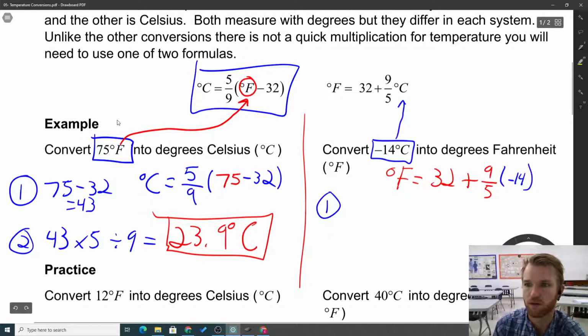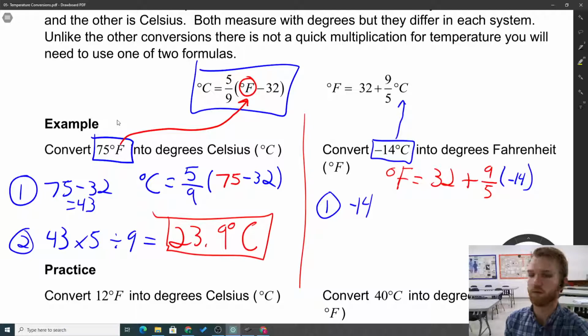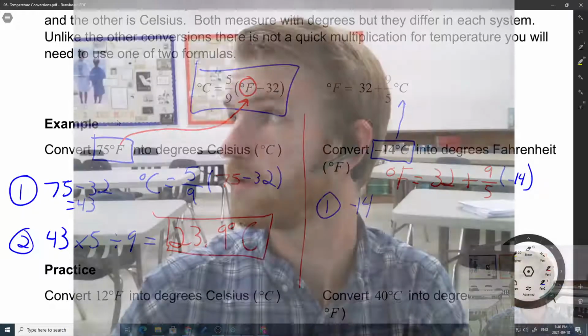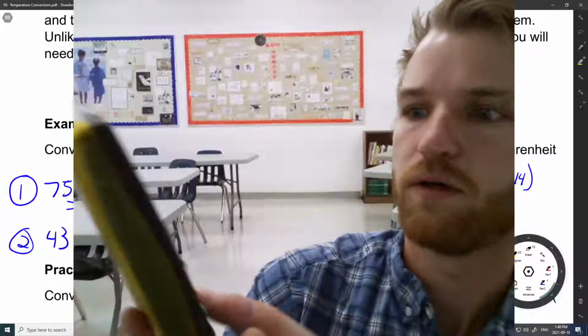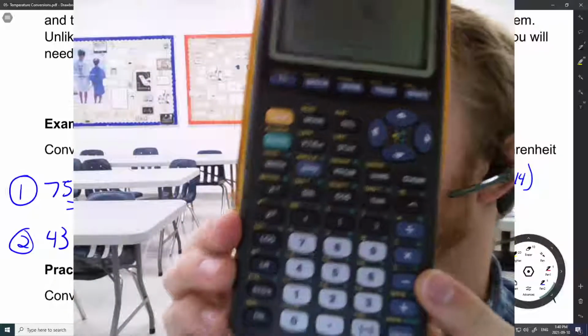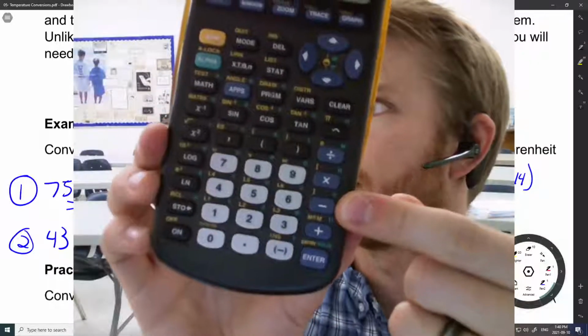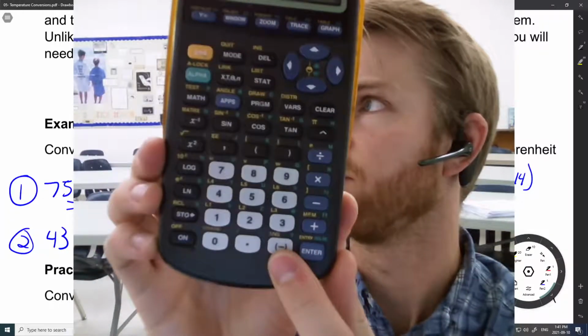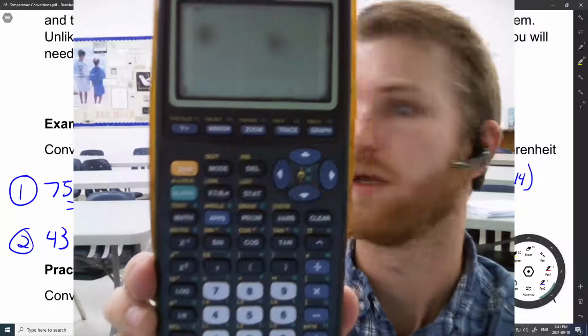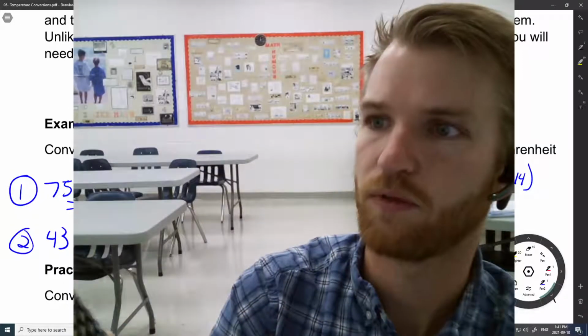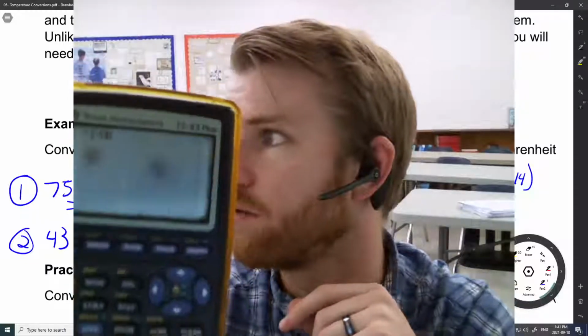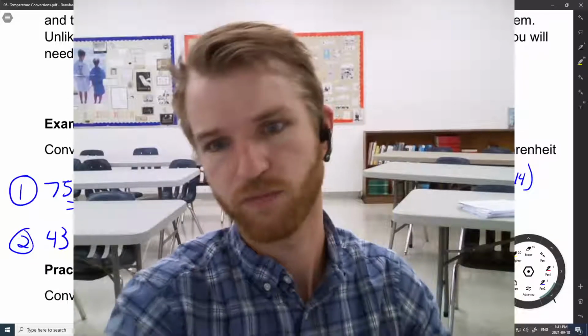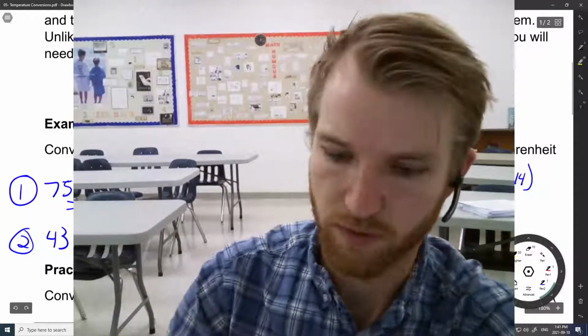Step one, I'd take my negative 14. On your calculator, be careful not to hit the subtract button. Don't hit the subtract button for negative. It will give you an error or it might give you the wrong answer depending on how it works. You want to use this negative button here. This will put a negative sign and then you put your 14. So that will give you negative 14 if you use that button first. Don't use subtract.